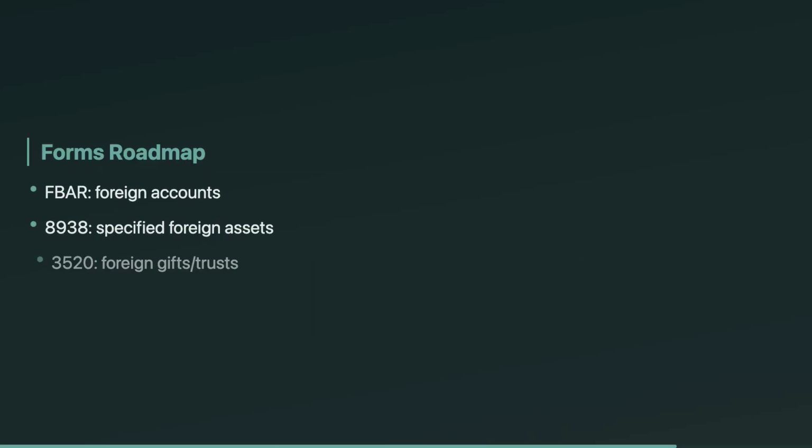Now, a quick roadmap of the common forms. FBAR is FinCEN Form 114 for foreign bank and financial accounts under the BSA. Form 8938 is FATCA's specified foreign financial assets and is filed with the tax return. Schedule B, Part 3 is the yes-no foreign account disclosure on Form 1040. Form 3520 is for certain foreign gifts and foreign trust transactions. Form 5471 is for U.S. persons with certain foreign corporations.